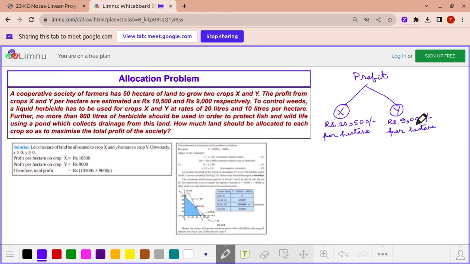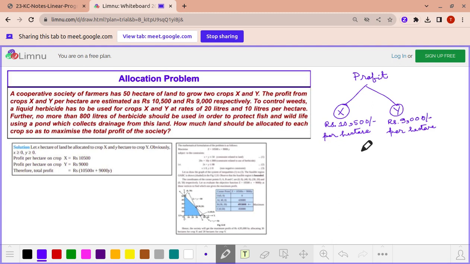That is the first point. Okay. To control weeds, a liquid herbicide has to be used for crop X and Y at the rate of 20 liter and 10 liter per hectare. So, per hectare. For crop X, the herbicide is 20 liter per hectare. So, I am writing it here.